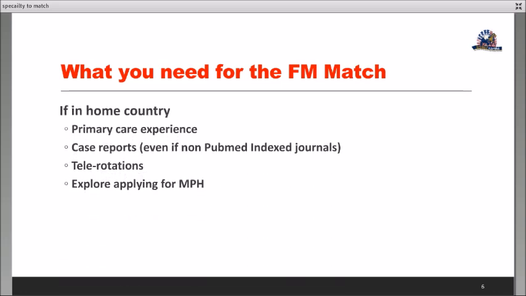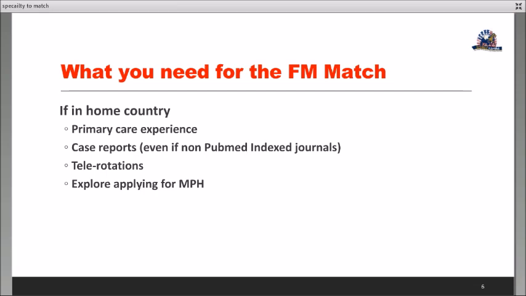Well, if you are in your home country, then get some primary care experience. Strong primary care experience will always help you. Research is never going to go waste, so do case reports, even if they are non-PubMed index journals. That's true for most specialties. Again, if you are in your home country, you can do some tele-rotations. That's not a bad idea.